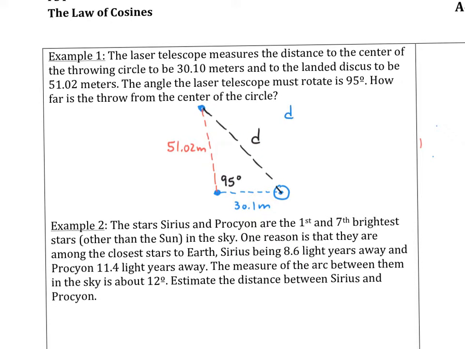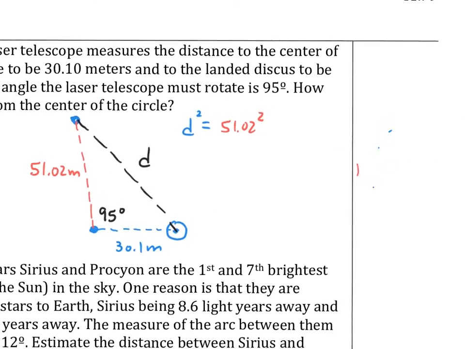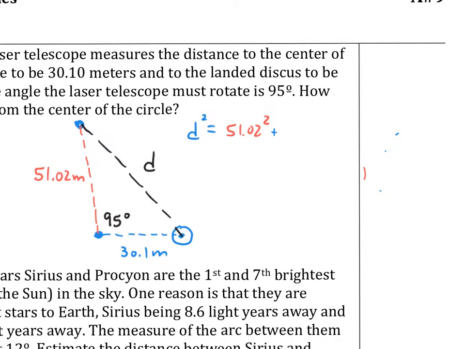So my distance squared is equal to the 51.02 squared plus the 30.1 squared. Now here's where we do the minus stuff. Minus the 2 times the 51.02 times the 30.1 times the cosine of 95 degrees.